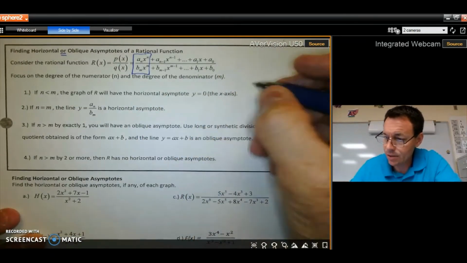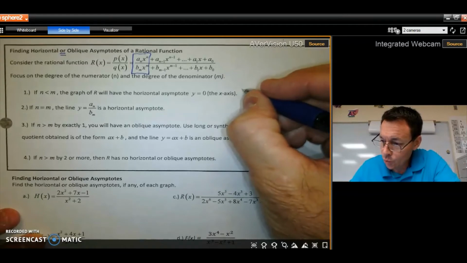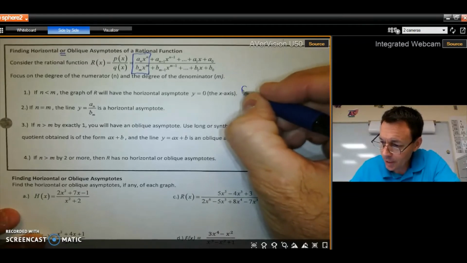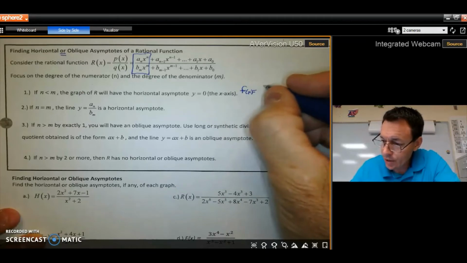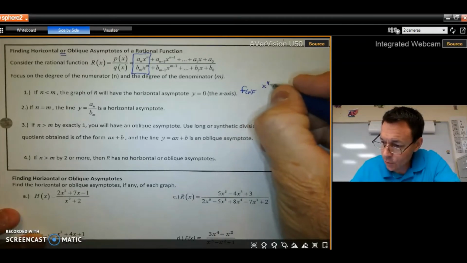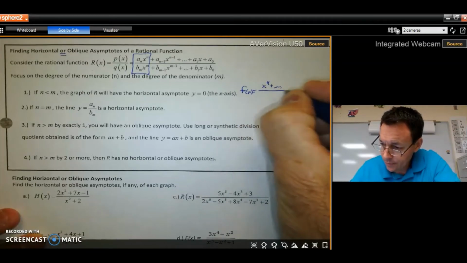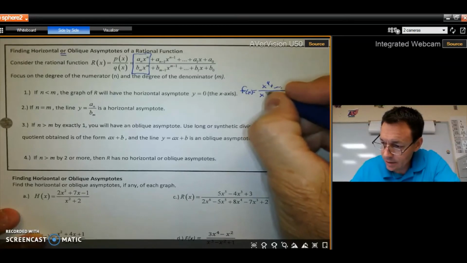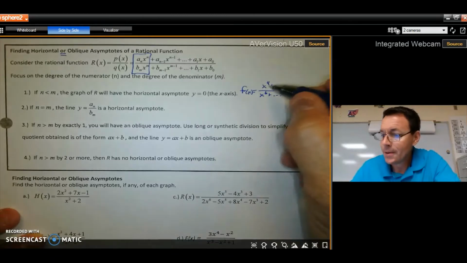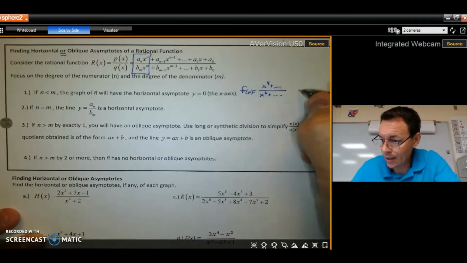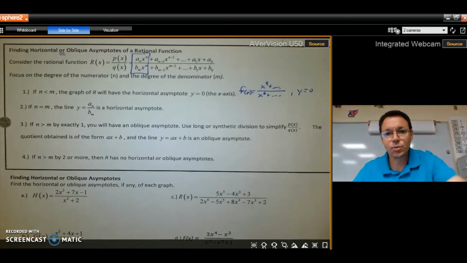the x-axis. So if you have y, now let me write it as a function, f of x equals, and you've got some x to the 4th plus whatever, and then x to the 6th plus whatever, doesn't matter what's after that. The fact that this number is smaller than that means that y equals 0. Your x-axis will be a horizontal asymptote. That's it. That's rule 1.